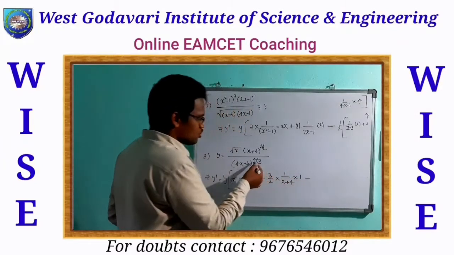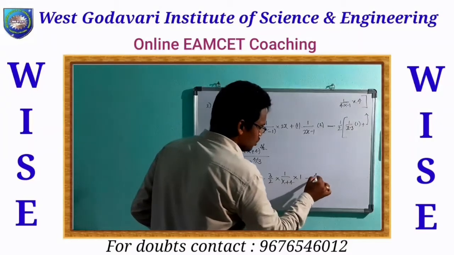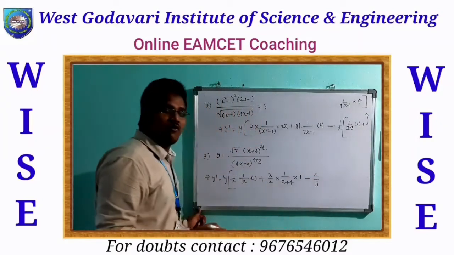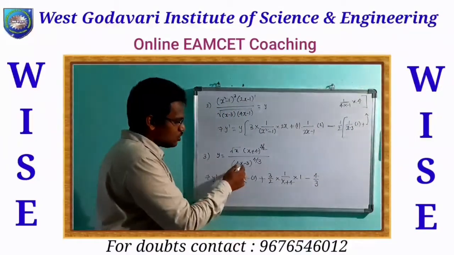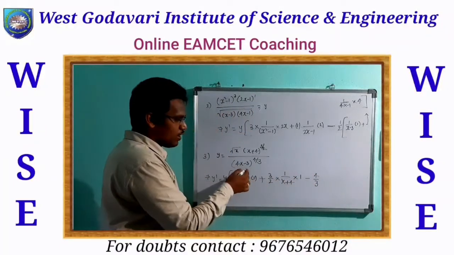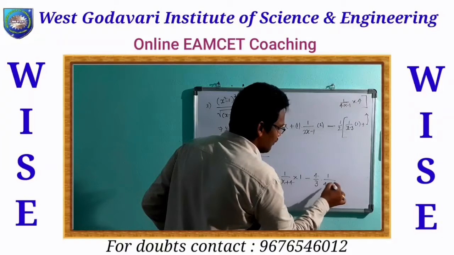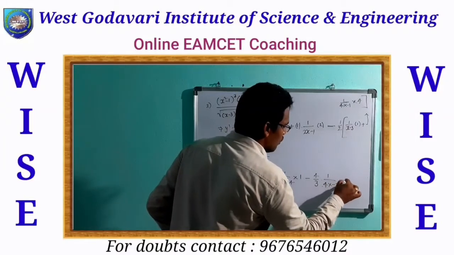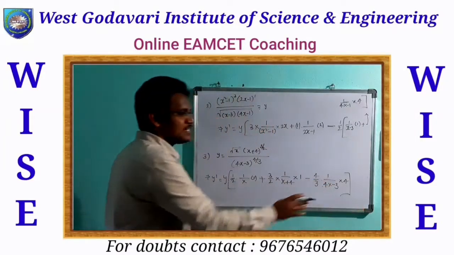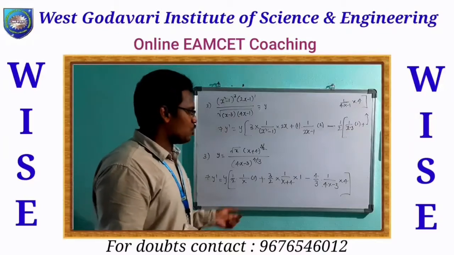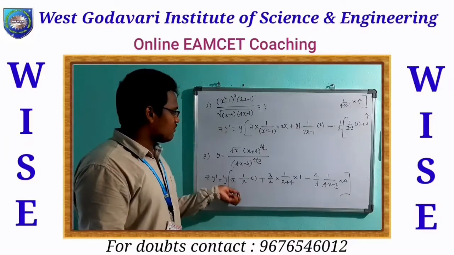denominator, minus. The power value is 4 by 3, so the coefficient is minus 4 by 3, and the function value is 4x minus 3, so into 1 by 4x minus 3, differentiation of 4x is 4 and minus 3 is a constant and it becomes 0. So this is the final answer for this question.